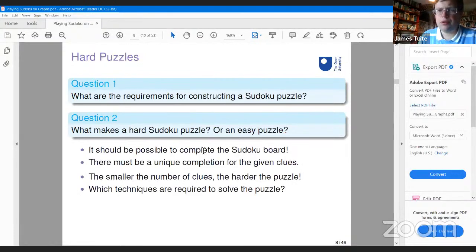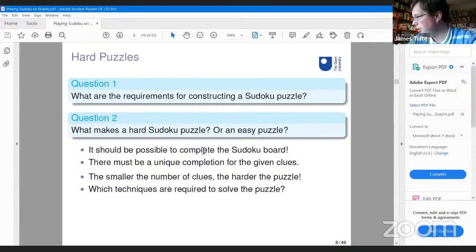Okay, when you're designing a Sudoku puzzle, there are two principles you need to bear in mind. Firstly, it needs to be possible to complete it. Otherwise, you'd have a lot of frustrated readers. And secondly, and this is a little bit more subtle, there needs to be exactly one solution. So from your partial grid, the clues, there needs to be just one way to fill in the rest of the puzzle.